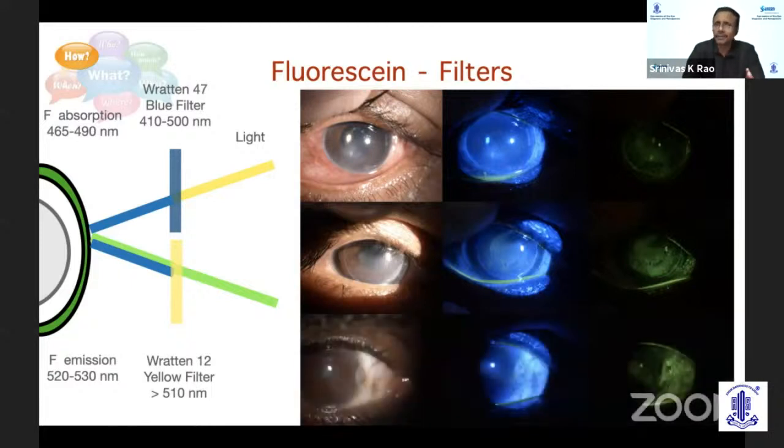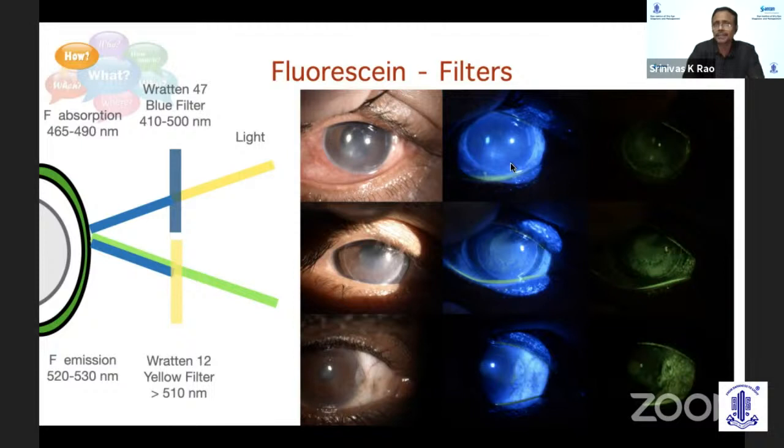I will be frank with you though, if you have a good slit lamp and a good barrier filter, basically you can find it. Where the yellow filter actually comes into its own is with fluorescein to look at staining.